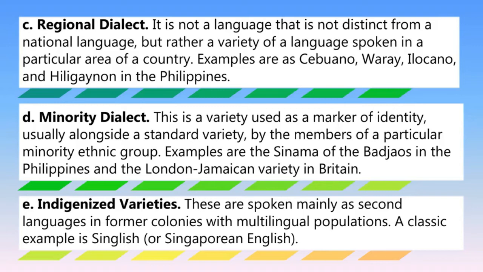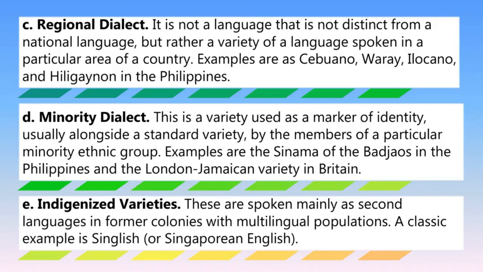While minority dialect or the ethnolect na sinasabi natin is a variety used as a marker of identity, usually alongside the standard variety by the members of a particular minority or ethnic group. Examples are the Sinamov de Badjaos in the Philippines and the London Jamaican variety in Britain. Term na ginagamit natin for ethnic groups ay minority groups. Thus, we use the term minority dialect. But it's also the same with ethnolect or ethnic dialect.